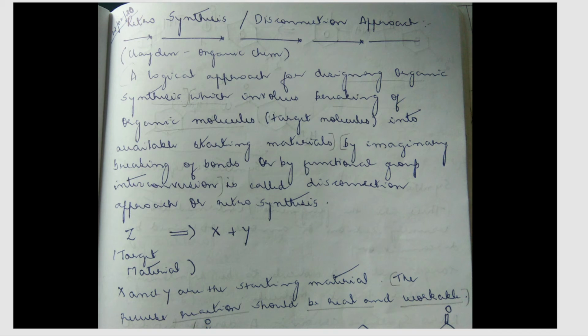Okay, so what you're supposed to do to that product, you are supposed to disconnect it or break it at various sites so that you can break it completely and you can finally arrive to the reactant, because reactants combine and form that product, correct? So in order to get to its reactants, what you do is that you break the product at various sites by breaking the bonds that is given in the next line, that is by imaginary breaking of bonds or by functional group interconversion. Okay, that is called as disconnection approach.